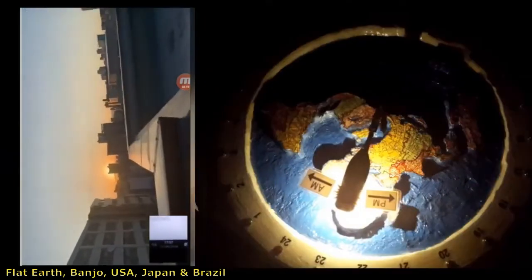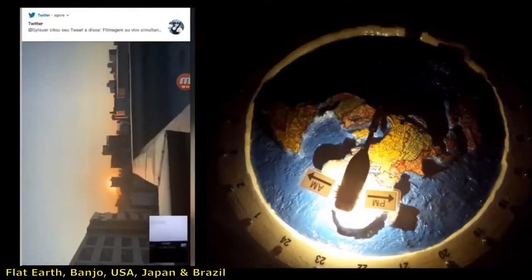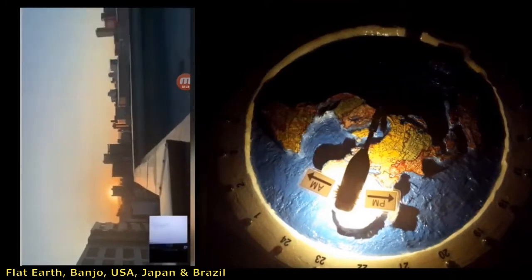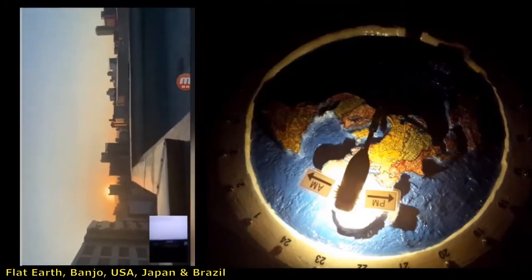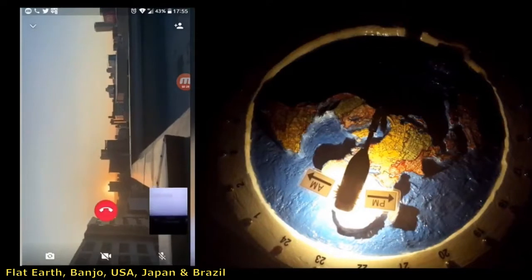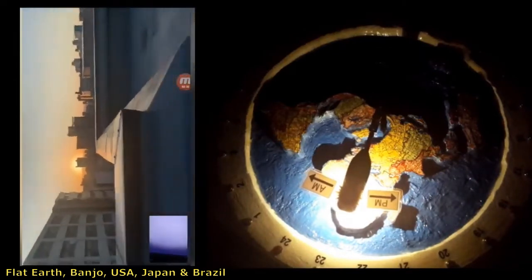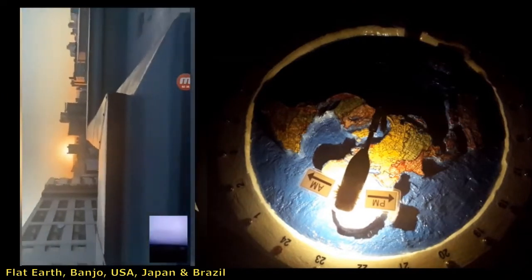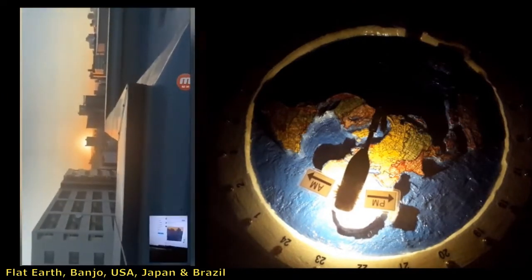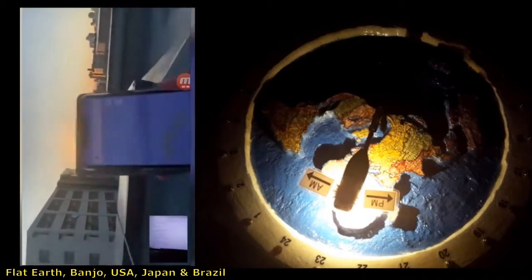So at this moment, the sun is directly above Africa. As you can see on the model, on the side, my flat Earth model, I have the sun stopping right above Africa and showing how it can be sunrise in Brazil and sunset in Japan.